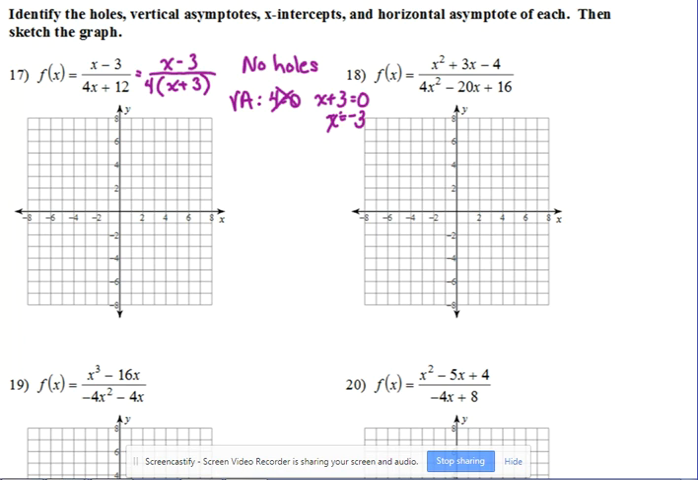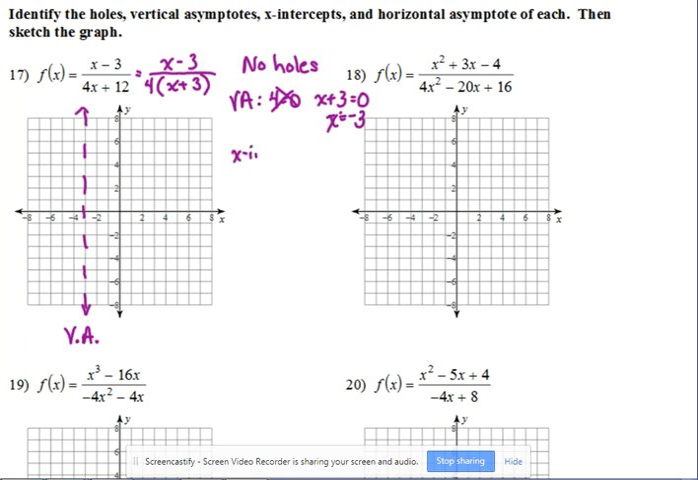At -3, we're going to put a vertical dotted line at x equals -3. Okay, that's our vertical asymptote. Label it, so you know when you're looking back at it what it is. Label it VA for vertical asymptote. Okay, let's find our x-intercepts.